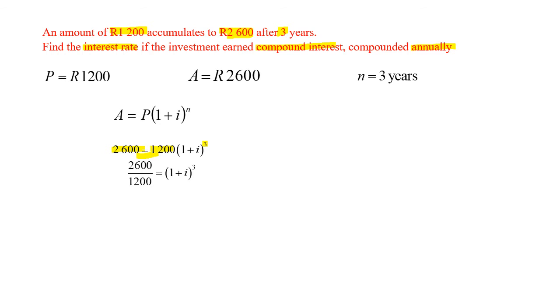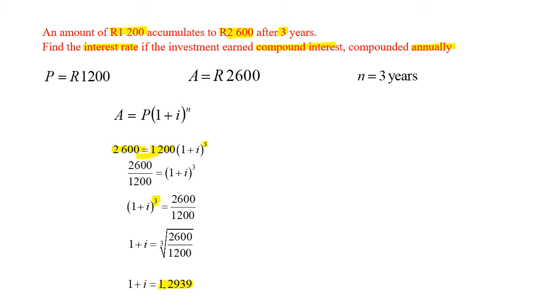The next step, guys, I always like to write down the variable that I'm looking for on the left-hand side. So (1 plus i) cubed is equal to 2,600 over 1,200. To get rid of this cube, from your section on manipulation, I know I need to cube root both sides. If I cube root the left-hand side, that power falls away. So basically, 1 plus i is equal to the cube root of 2,600 over 1,200. And simple calculator work gives you the value of 1,2939.